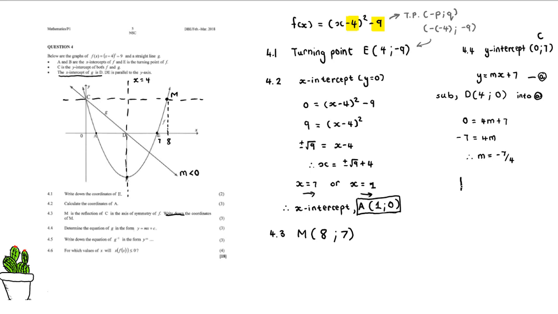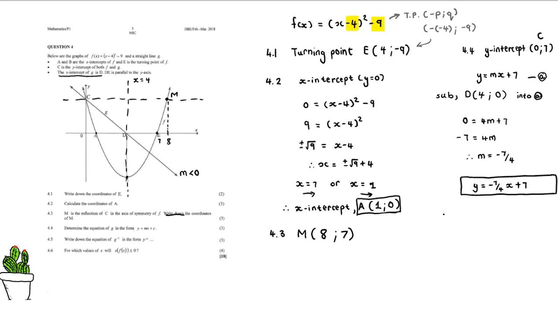Now you can finally write down the equation. So y is equals to negative 7 over 4 x plus 7. So that's the equation for the straight line.